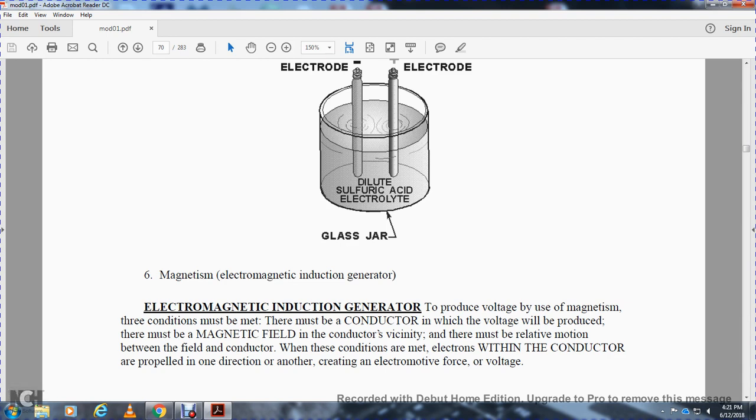There must be a conductor in which the voltage will be produced. There must be a magnetic field in the vicinity of the conductor, and there must be relative motion between the field and the conductor.